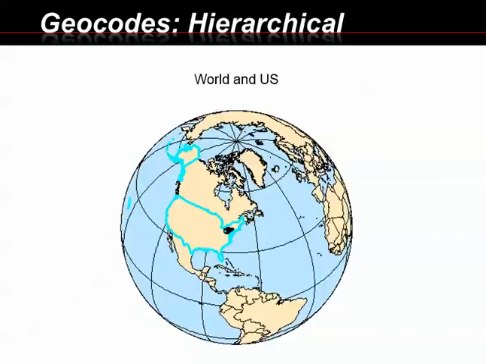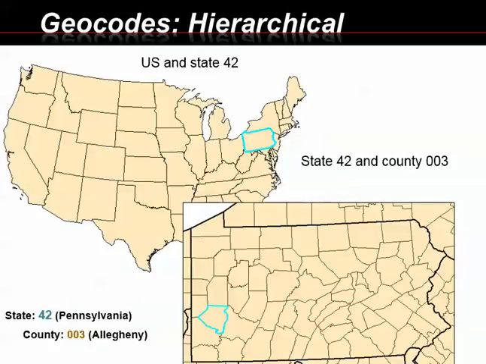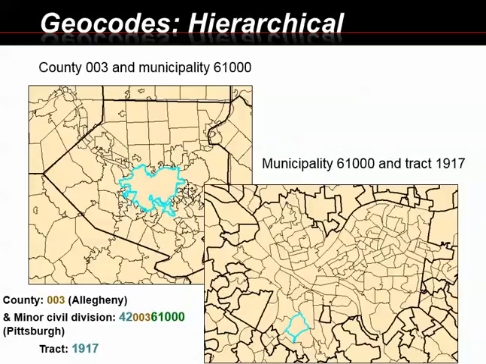So this is the world. In the U.S., we have the state of Pennsylvania. In the state of Pennsylvania, we have Allegheny County. If you had a layer that represented all of the counties within Pennsylvania, Allegheny County would be 42003, right? Within Allegheny County, you have Pittsburgh, which is a municipality.